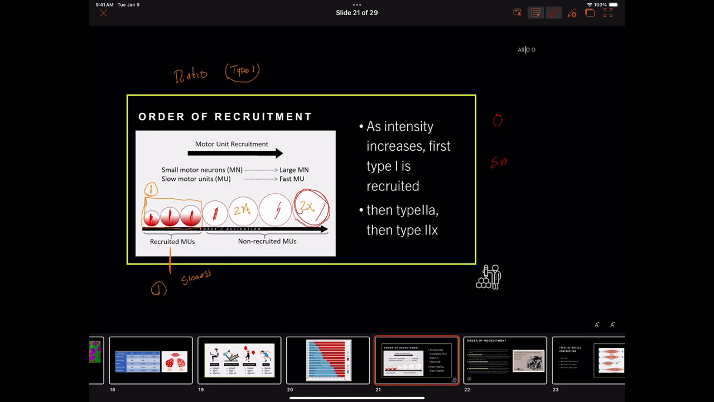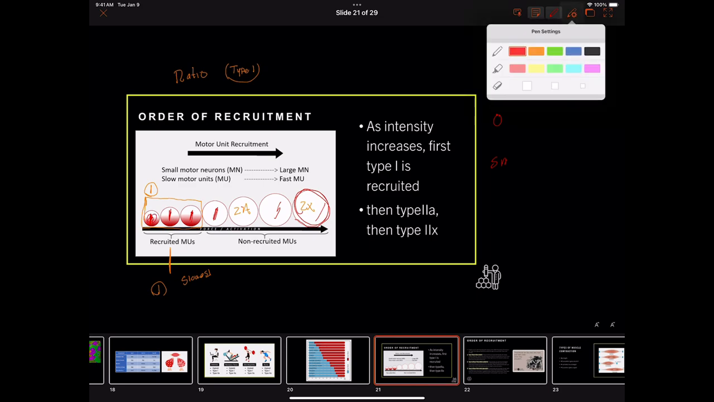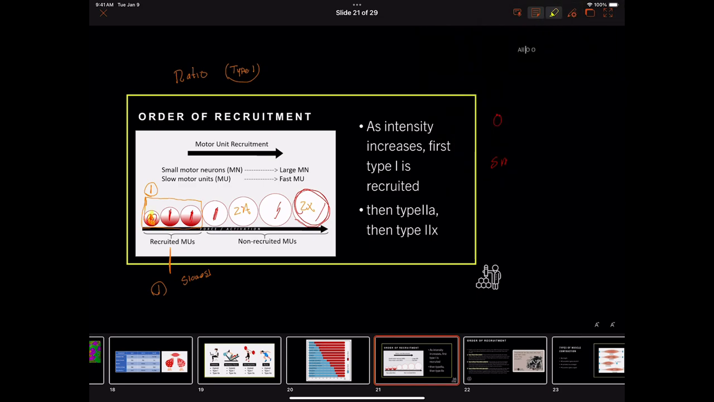But again, we go from small. Let me highlight it. Let's see if it does it here. We go from small type 1 to moderate type 2 to forceful type 2X. That's how we recruit it.